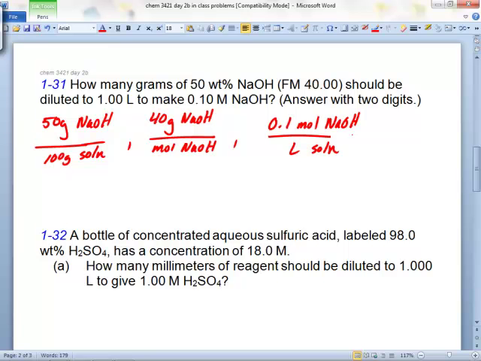Okay. They want to know how many grams of the 50 weight percent. So where do you see that unit up here? The first one, but we have to flip it. You don't have to start this way, but to me it's the most logical, because right off the bat you have what you want. Now we just keep going. Try to get rid of everything until you're just left with the grams of the solution.